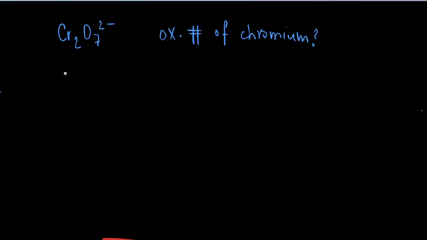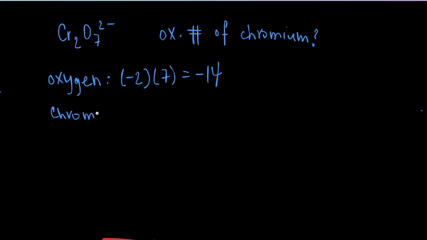So let's start off. Well, chromium, we don't have any rules for that in the rules list that we went over, but we do have the rules for oxygen. In this case, oxygen, once again, is not in a peroxide or bonded to fluorine, so we're looking at our normal oxidation number of -2. And we have 7 oxygens here, giving us -14. And what about our chromium? We can set that up to be x, like before, right?